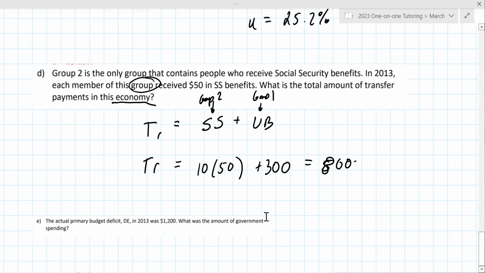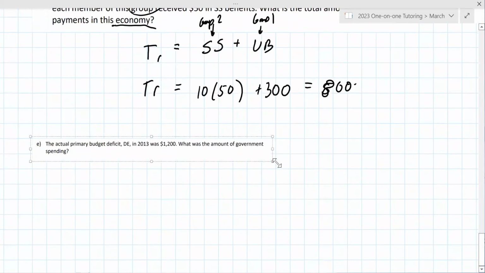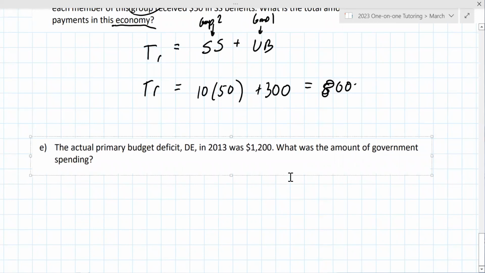Notice the simplicity of the equations: adding, subtracting, multiplying. Don't overthink it on the exam if you're unsure. It's going to be a simple math operation. The actual primary budget deficit in 2013 was $1,200. What was the amount of government spending?